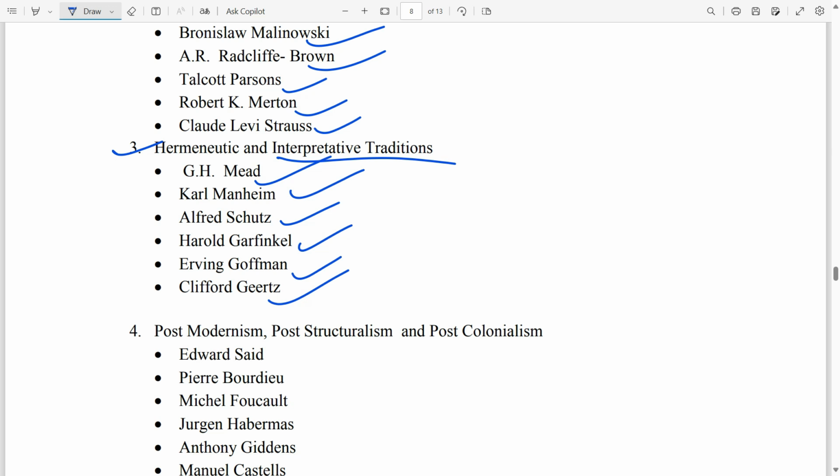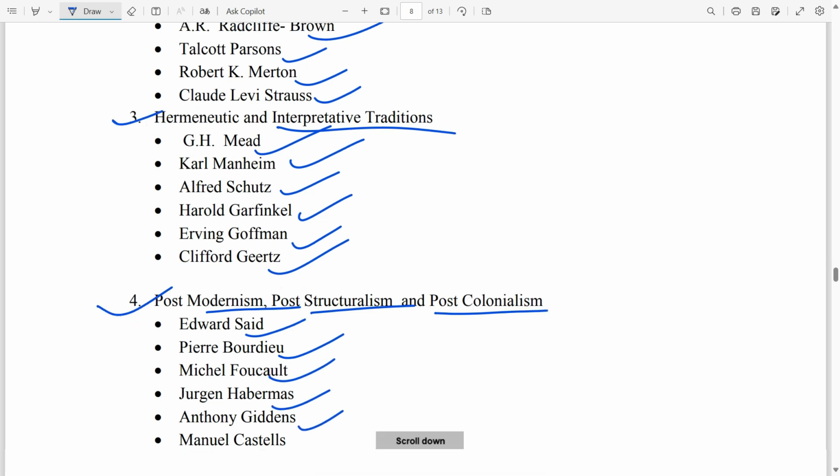How much, if you consider, then 10-15 thinkers are there in your whole syllabus. So now coming to the next part, postmodernism, post-structuralism and post-colonialism. They will ask about Edward Said, Pierre Bourdieu, Michel Foucault. These are the modern thinkers: Michel Foucault, Jürgen Habermas, Anthony Giddens, Manuel Castells.